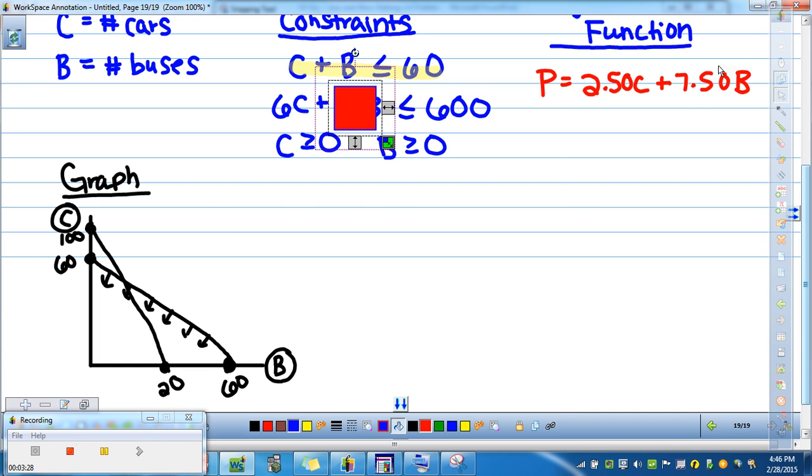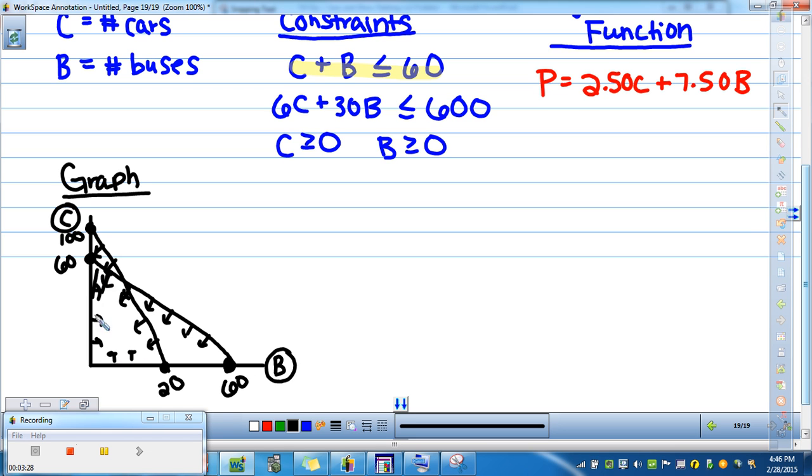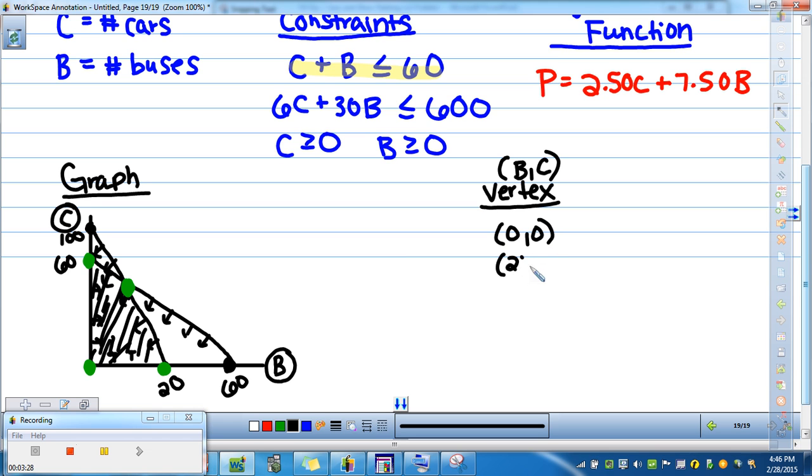If we do our test point of 0, 0, 0 is less than 600, so we will shade toward the test point. Our last two inequalities, C greater than 0 and B greater than 0, will look like this for the shading, and we see the section of overlap. We want to highlight the 4 corners, the 4 vertex points of the shaded region. We are going to make a list of these vertex coordinates, keeping them in the order B, C. So we have the vertex 0, 0, 20, 0, and 0, 60.